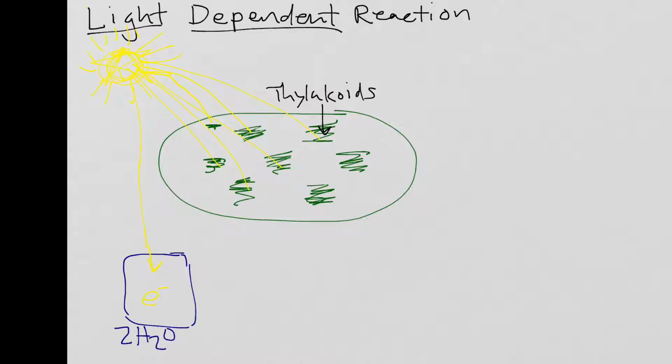And then what you're going to end up with is some hydrogen ions and some oxygen. Okay? So, when we're looking at the light-dependent reaction, we've got a couple things going on. So, in, we have H2O. And then out, we are having O2.